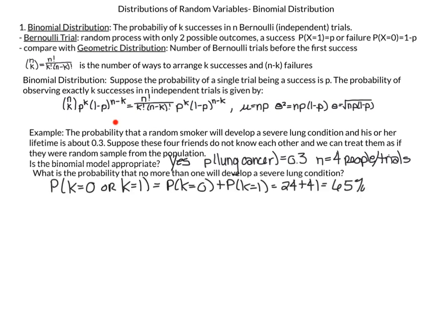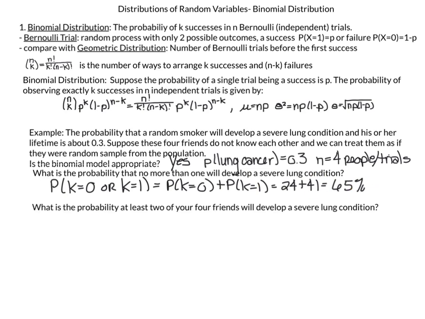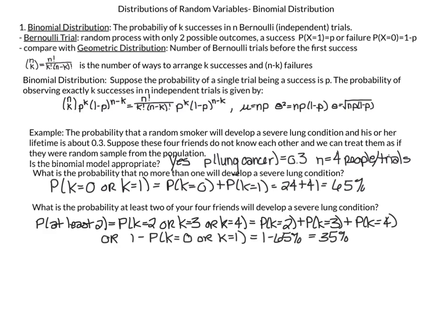We have this same problem here, but we're going to add new ones. So I'm going to leave this here, the probability that no more than 1, or 0 or 1, develop a severe lung condition, and that was 65%. So the next question is, what is the probability at least 2 of your 4 friends will develop a severe lung condition? So at least 2 means 2, 3, or 4. Probability k equals 2 or k equals 3 or k equals 4 is the sum of the probabilities. So probability k equals 2 plus probability k equals 3 plus probability k equals 4.